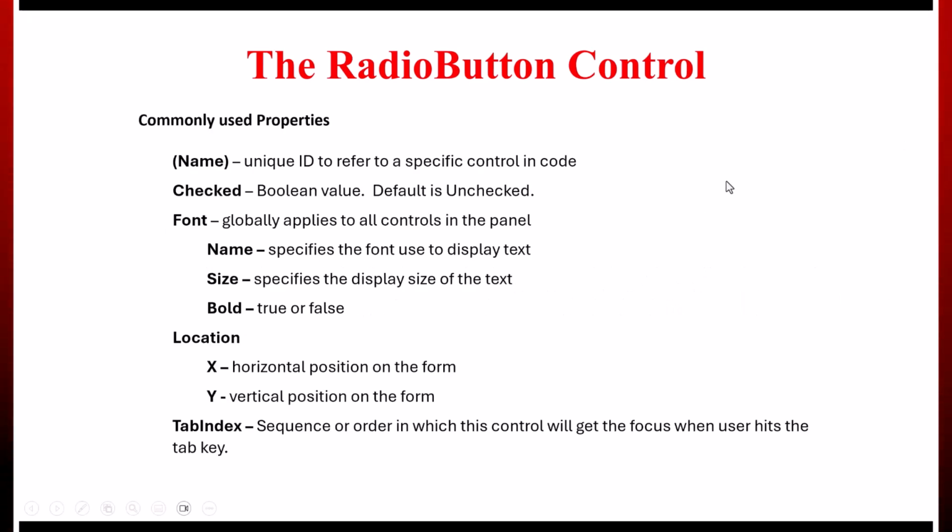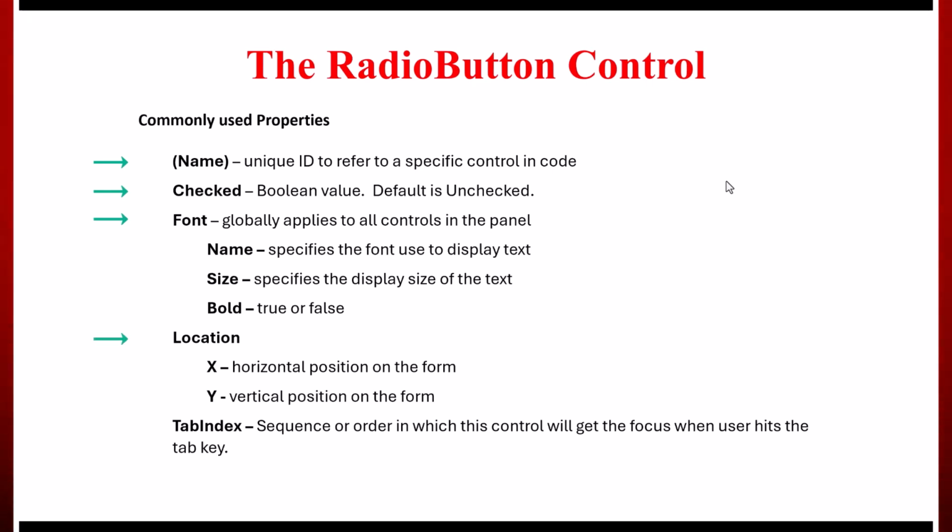The properties are very similar, almost identical to the checkbox. We have a name, which is a unique ID to refer to a specific control in code. Checked, it's a Boolean value. The default is unchecked. There's a font property. I generally specify the name, the size, and bold, true or false.